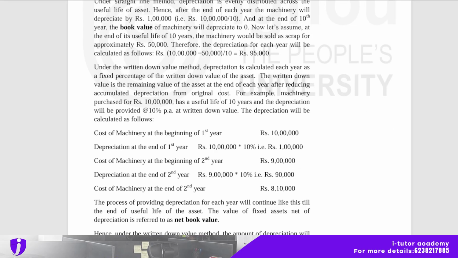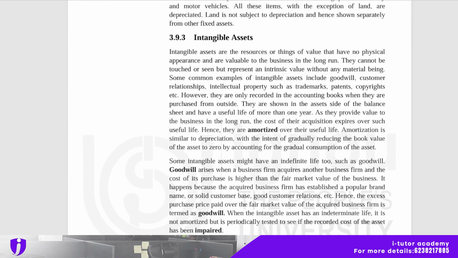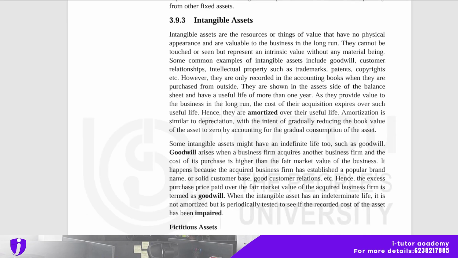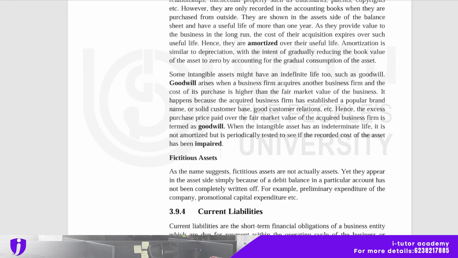Okay, and you just go through the example. It will be easier to understand the subject. Okay, intangible assets are the resources or things of value that have no physical appearance and are valuable to the business in the long run. And some intangible assets might have an indefinite life too, such as goodwill.